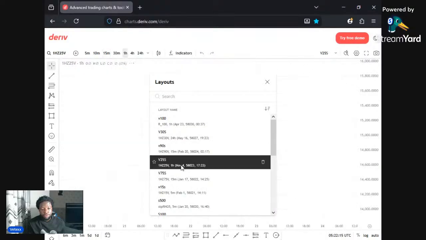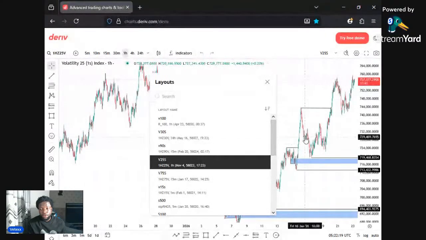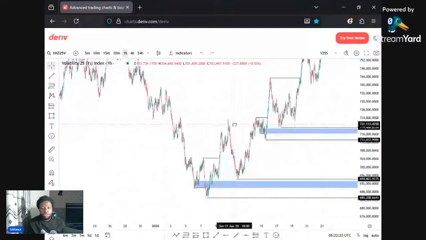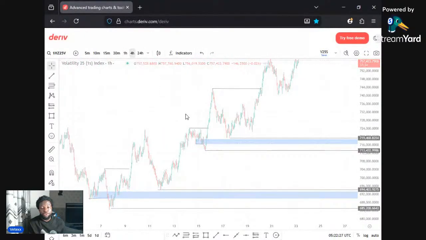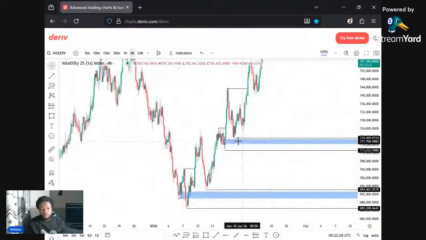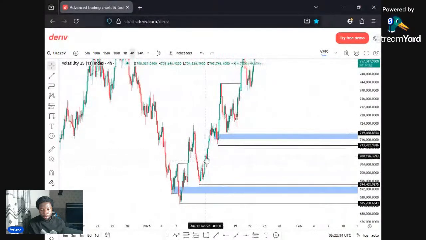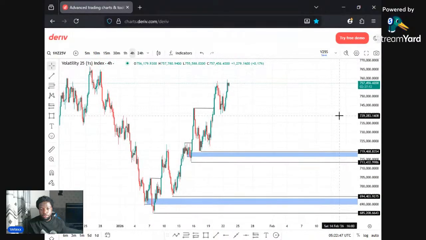Let's check V25X, volatility 25X. Before now, we did analysis on this pair. We've been waiting for it for the past weeks now. This structural liquidity was taken out on 14th of January, and today's date is 23rd of January. So we've been waiting for it for a week plus now, if not 2 weeks.